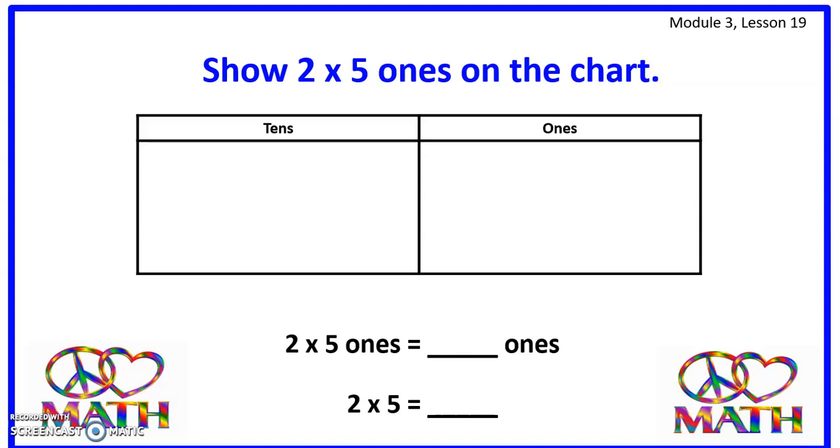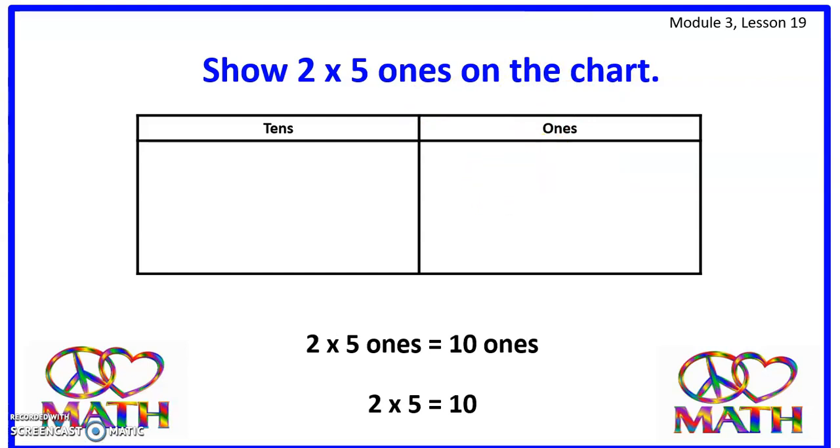Now we are going to show 2 times 5 ones on this chart. Ones, remember where ones is? This is ones. This is 1, 2. This is 2 times 5 ones. 2 rows of 5. That's why it's 2 times 5. What will be the answer? 2 times 5 is what? 10. So 10 ones.